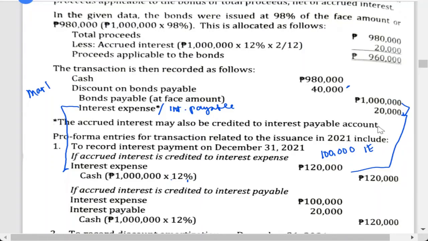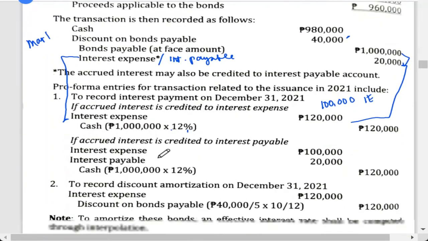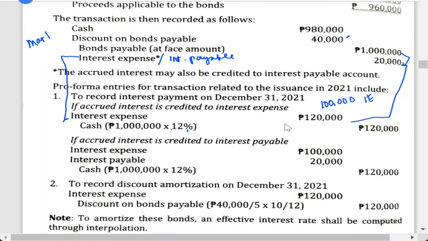We did not borrow from January to March 1. We borrowed from March 1 until the maturity date. So because of the cut-off, we need to report on December 31, and the counting runs up to December 31. So in effect, with this entry, our interest expense is 100,000. And of course, credit cash because we pay.